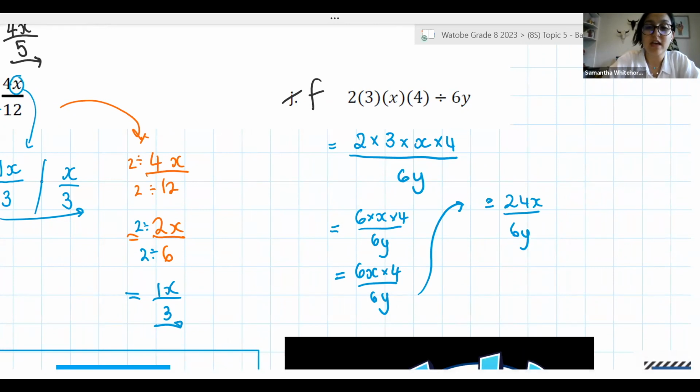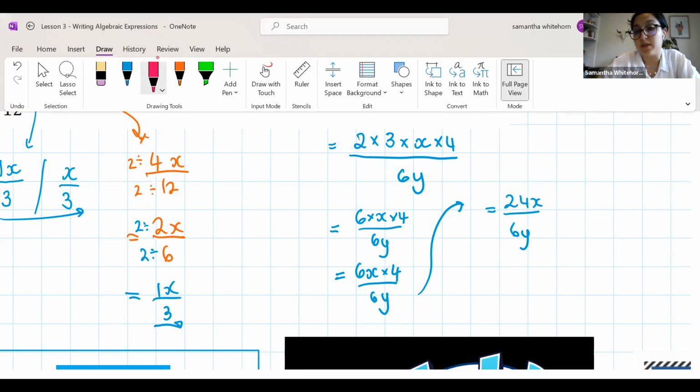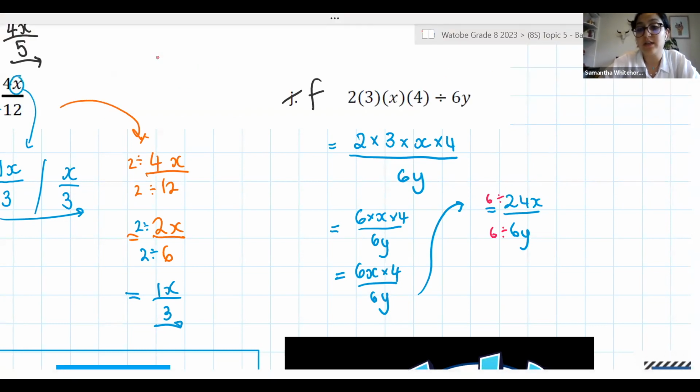Okay, good. So guys, what I really like here is that you don't need to rush and do everything. Do it step by step. It's not necessary to try to do everything all at once. So once we've multiplied here, sorry, I just want to make sure we're all on the same page. 24 can be divided by 6, and so can 6. So by dividing those each by 6, we're getting 4x over y.